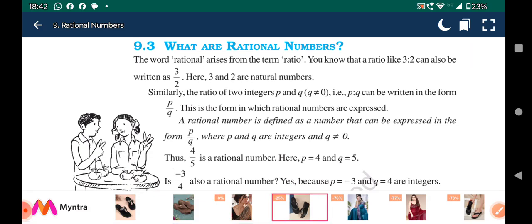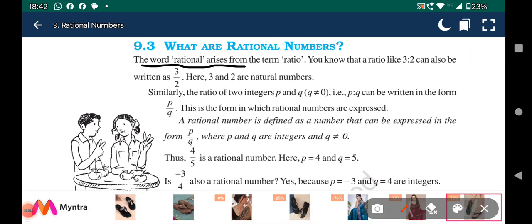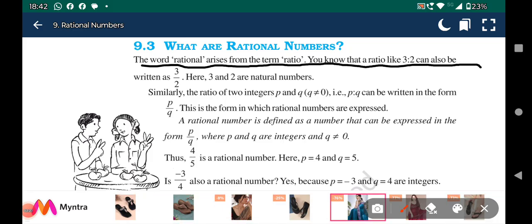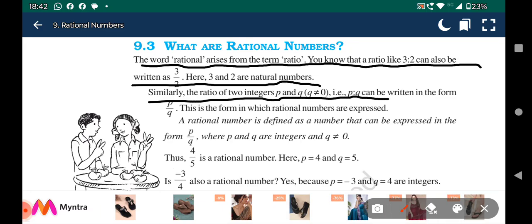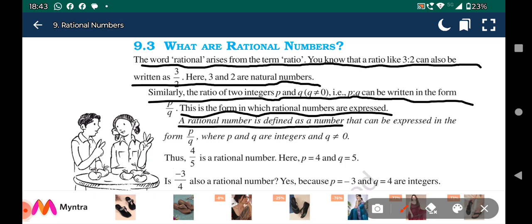What are rational numbers? The word rational arises from the term ratio. You know that a ratio like 3:2 can also be written as 3 by 2. Here, 3 and 2 are natural numbers. Similarly, the ratio of two integers p and q, that is p:q, can be written in the form p by q. This is the form in which rational numbers are expressed. A rational number is defined as a number that can be expressed in the form p by q, where p and q are integers and q is not equal to 0.